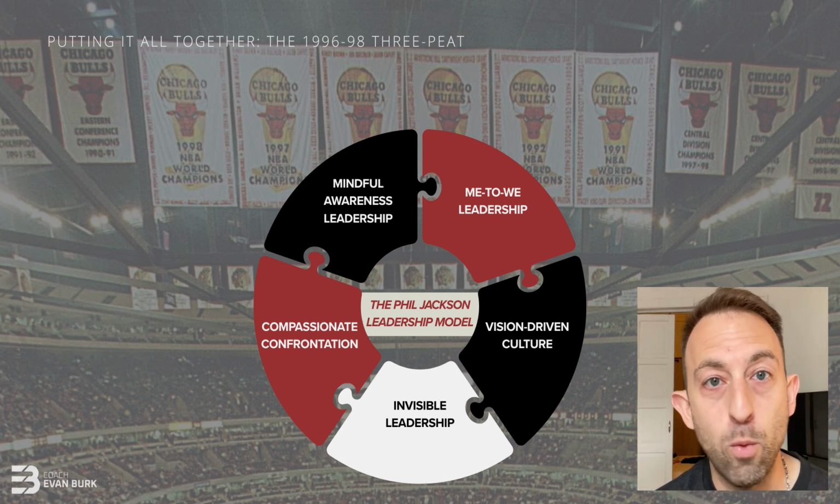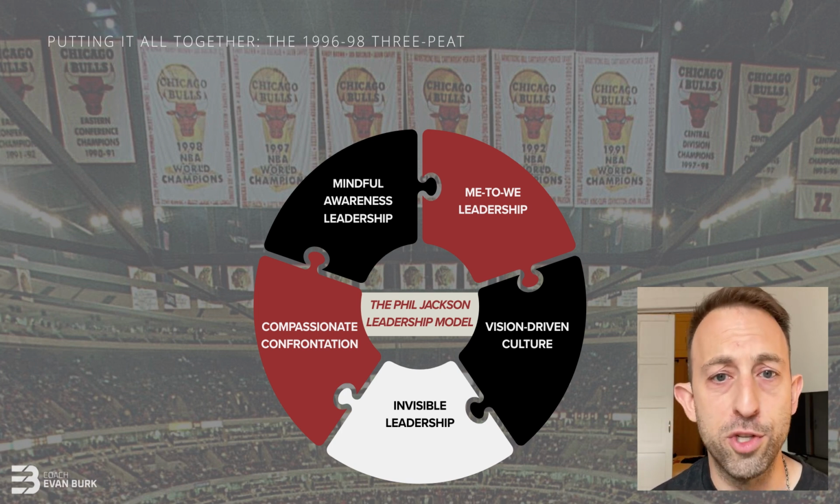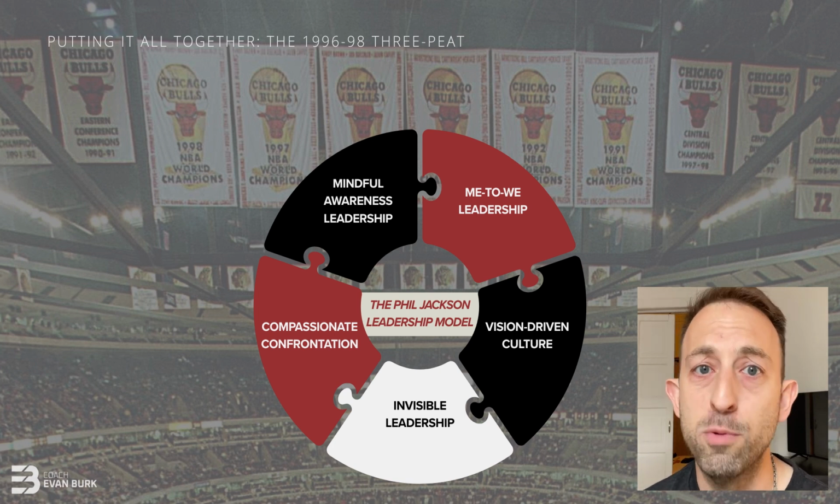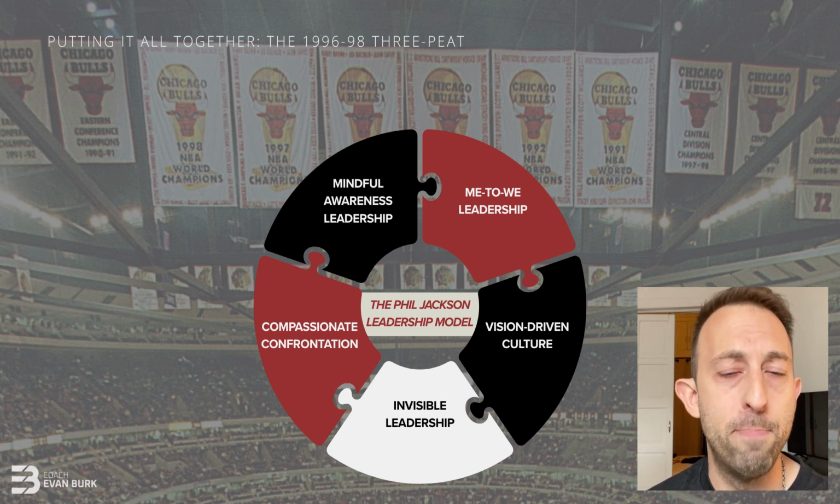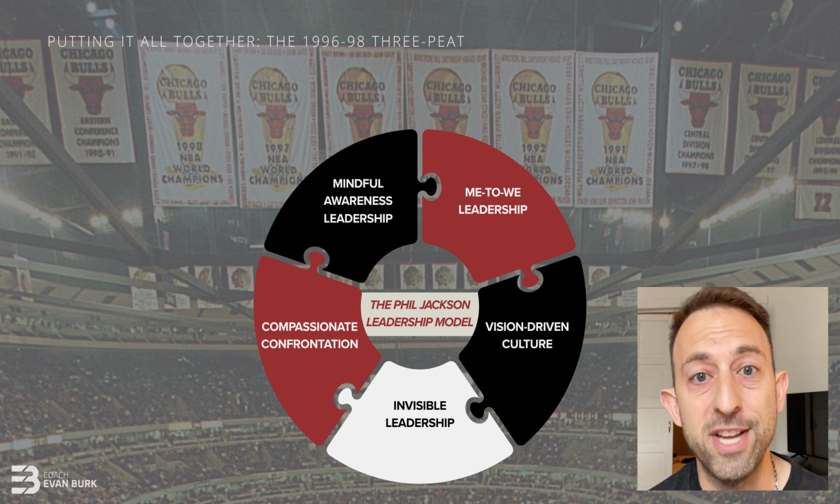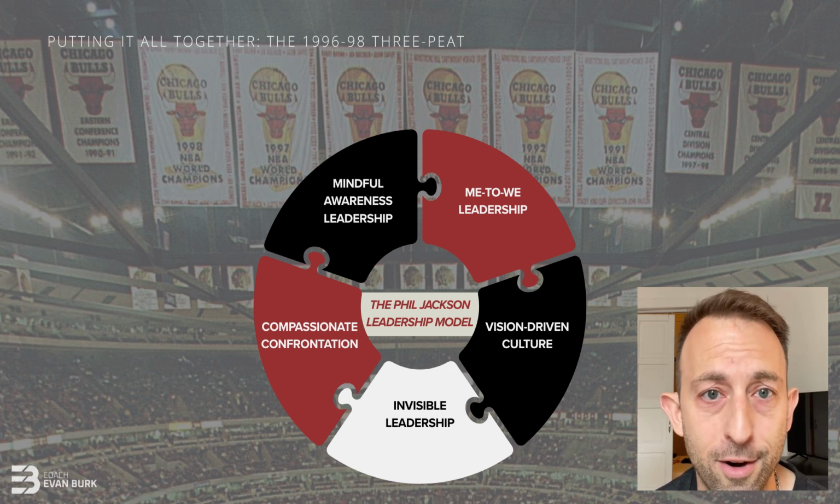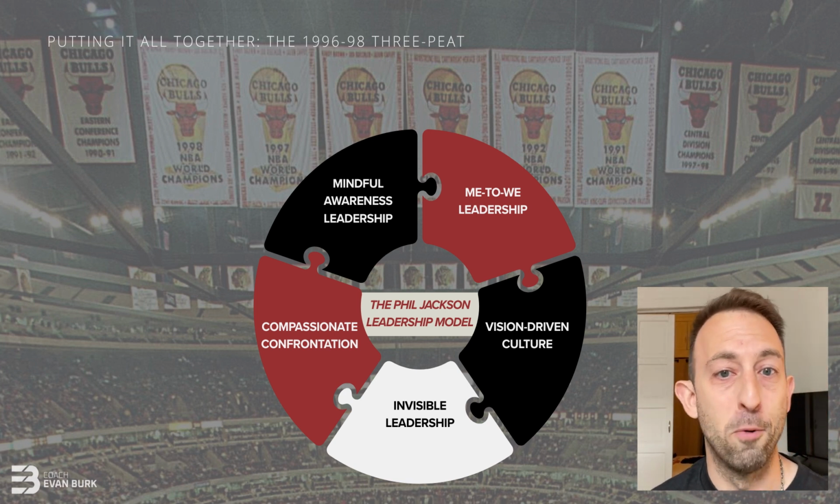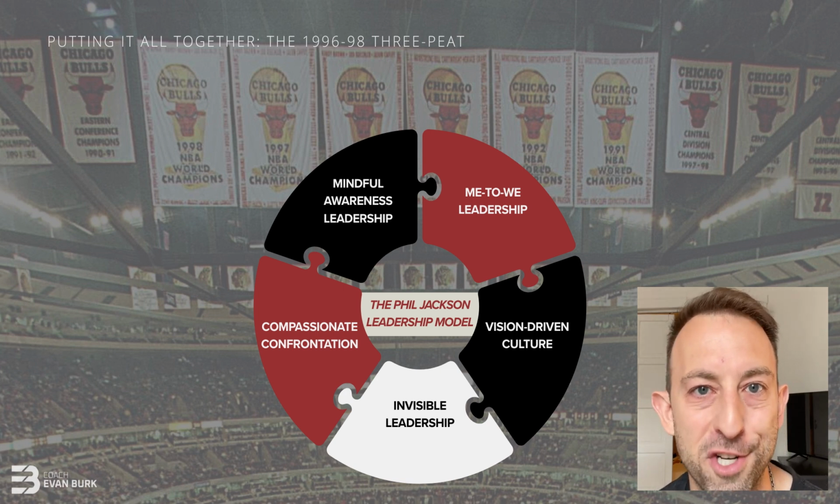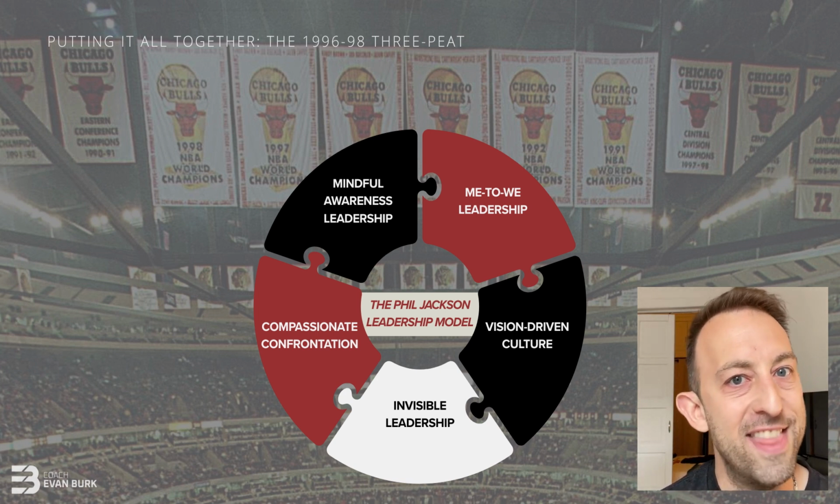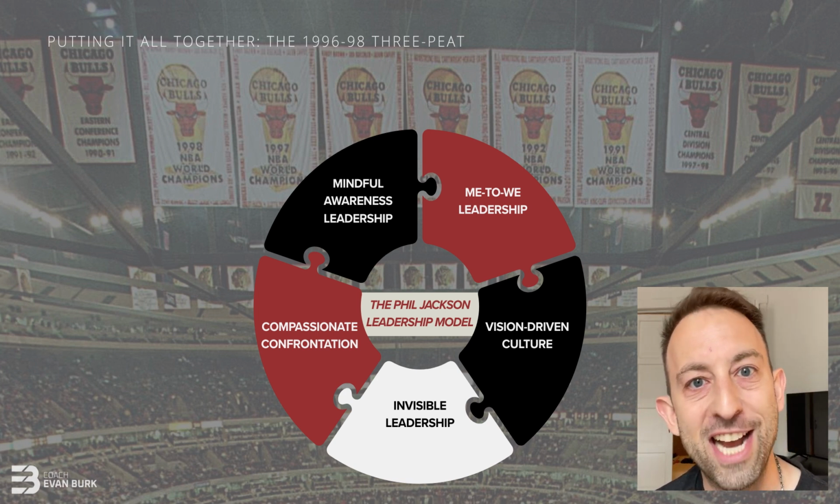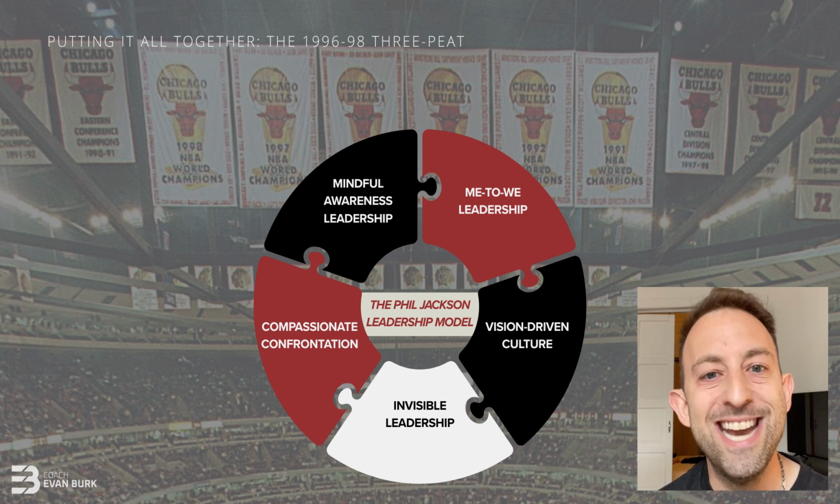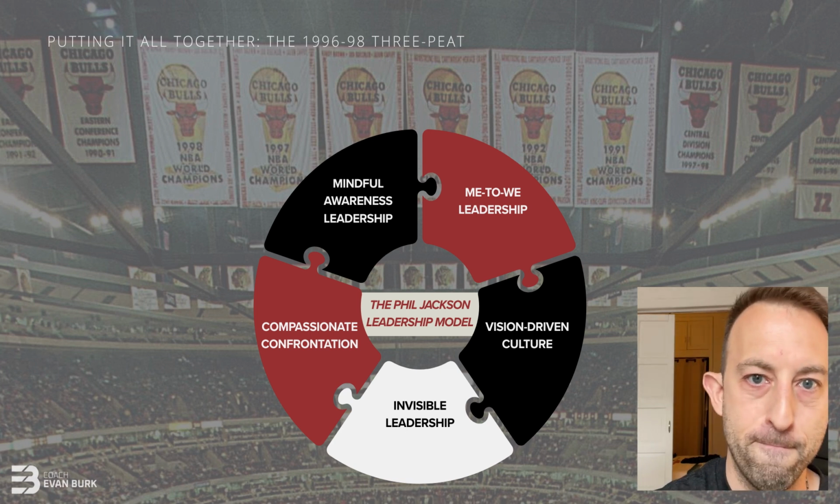You had the me to we transformation. Jordan was no longer just a scorer. He was a floor general, making everyone better. Rodman embraced his role as the ultimate team player, despite being basketball's biggest individual. There was, of course, compassionate confrontation. When conflicts arose, and they did constantly, Jackson addressed them immediately, but never destroyed relationships.